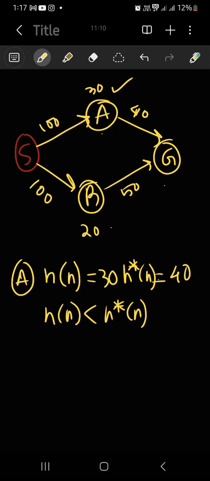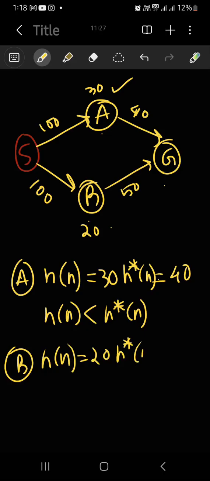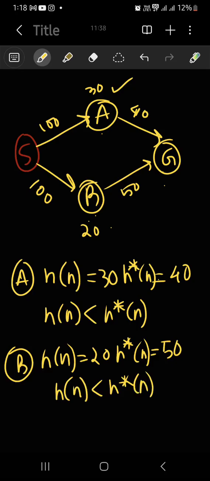Now for vertex B, what is the estimated distance of going from vertex B to vertex G? It is 20, right? So h of n is 20. Now what is the actual value of going from B to G? It is 50. We can again see that h of n is less than h star n, which means the estimated cost is less than the actual cost. So for B also the admissibility constraint is satisfied.